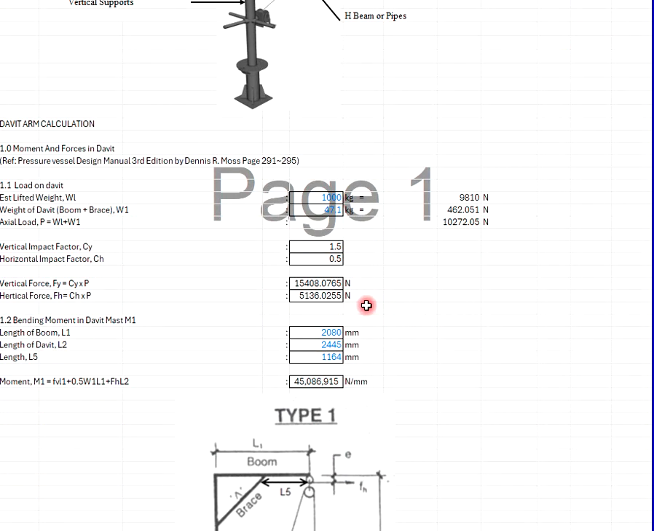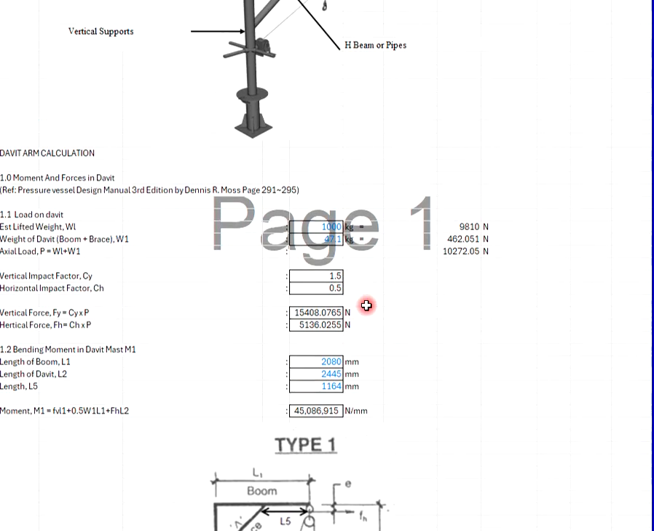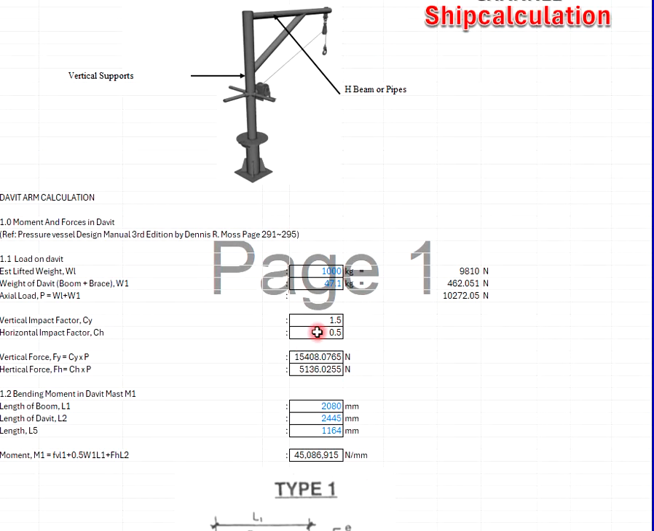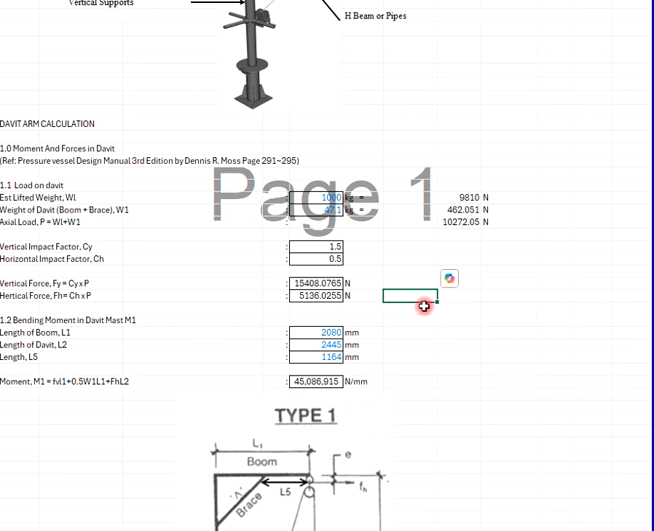The vertical impact factor based on the rules is 1.5, and then the horizontal impact factor based on the rules is 0.5. After that, you can see the vertical force and horizontal force. You need to know also the bending moment in Davits.